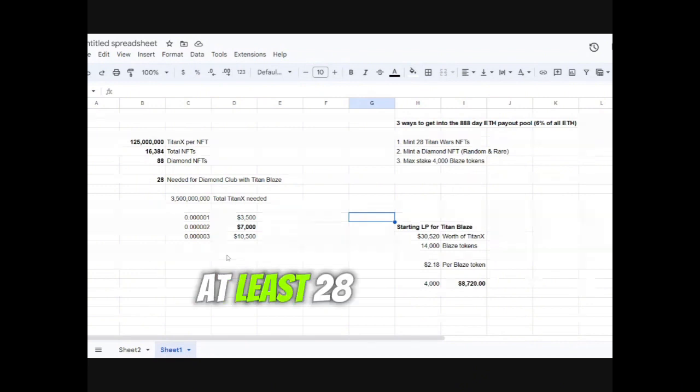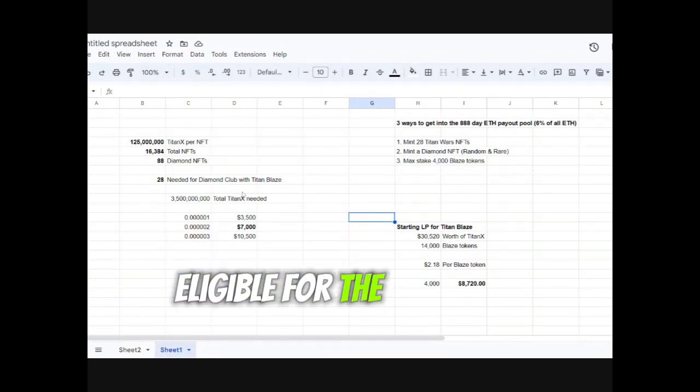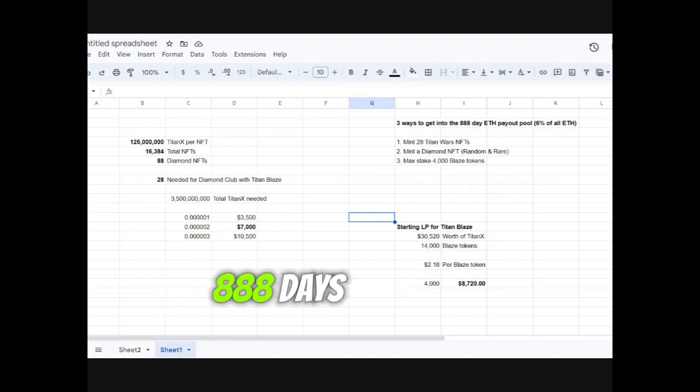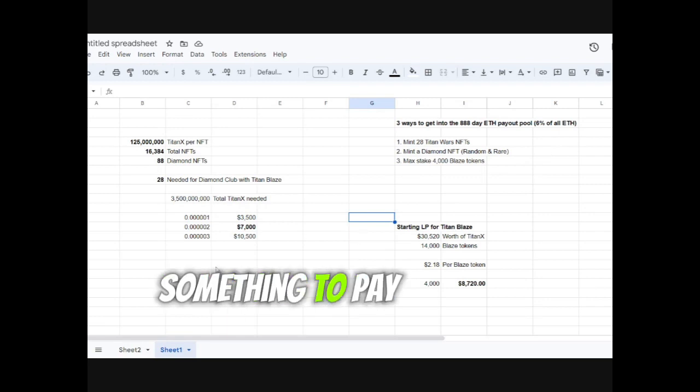Now, who knows what this price can be in the future, but Titan Wars is looking very attractive to mint at least 28 NFTs to be eligible for the Diamond Club within Titan Blaze. 6% of all ETH within those 888 days could add up to be quite a bit. So who knows? But I think the NFTs are something to pay attention to.